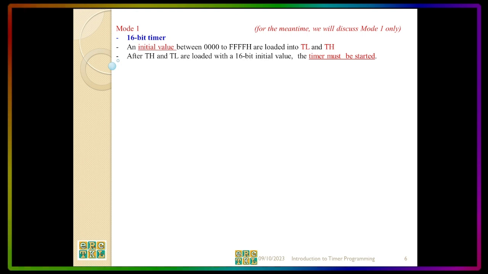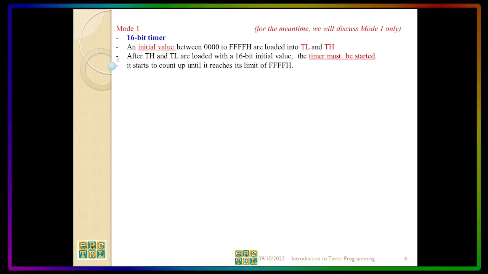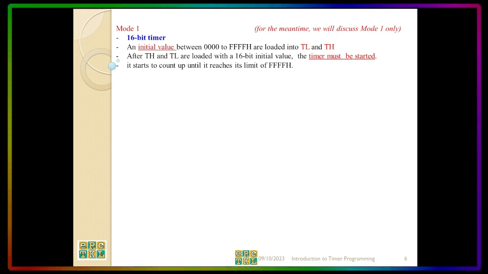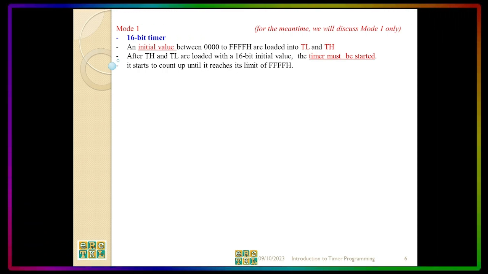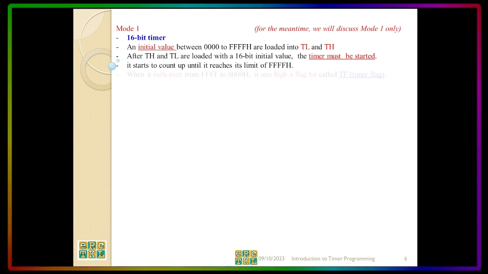After we load the initial values for our TH and TL, then the timer must be started. It will start to count up until it reaches the limit of FFFFH. The starting number is not supposed to be 0000 always, but we can set it to a particular number so that it will be counting up from that number. Not always 0000. That's why we need to do some calculation. What will be the initial value or the first values of TH and TL?